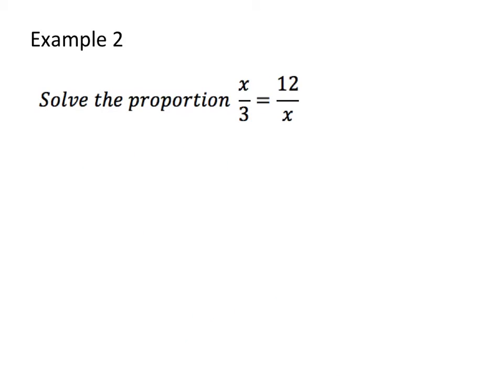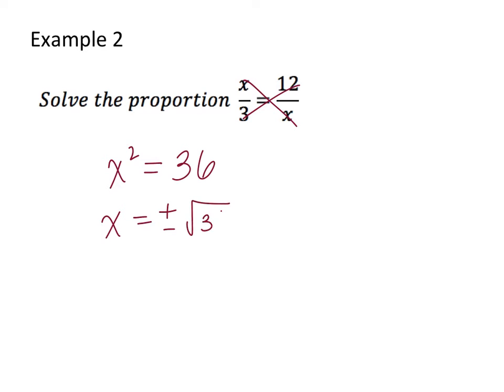Looking at something like this, notice I have x's on both sides. I'm still going to do the same thing, I'll cross multiply. So I have x times x, that is x squared, is equal to 12 times 3, which is 36. I'm going to take the square root, right? When I'm solving, I'm going to take the plus or minus. So x is going to be equal to plus or minus the square root of 36. I know the square root of 36 is 6, so x is equal to plus or minus 6, or positive 6 or negative 6.